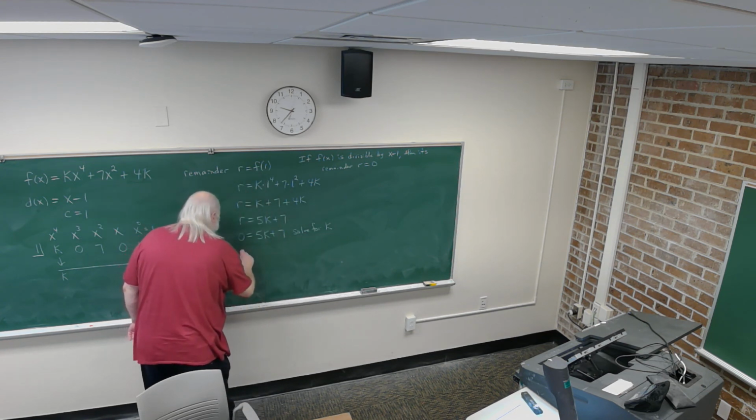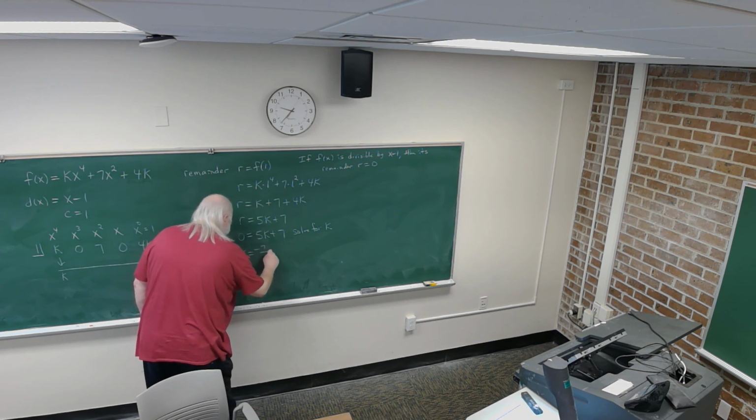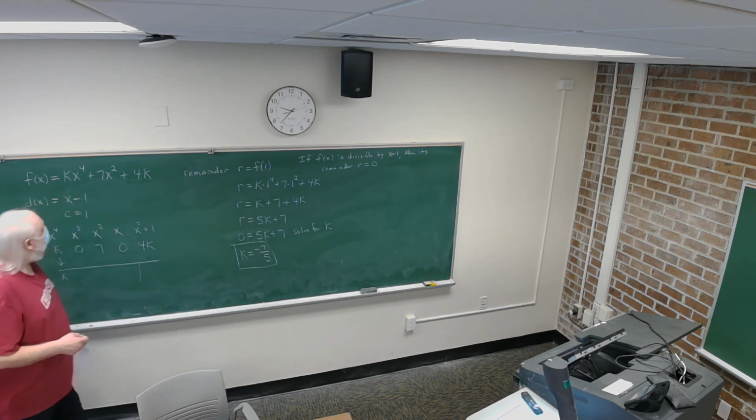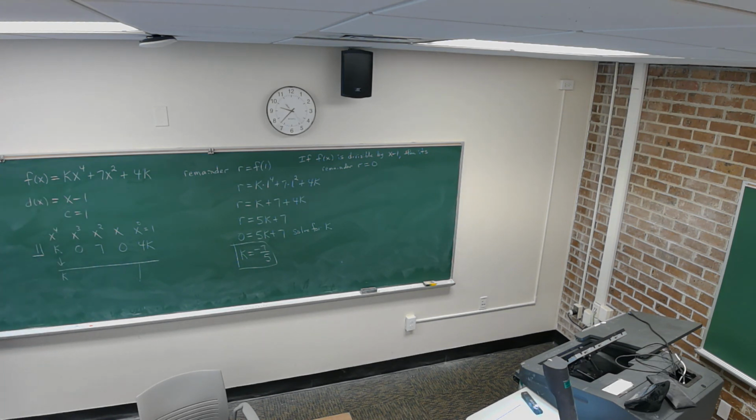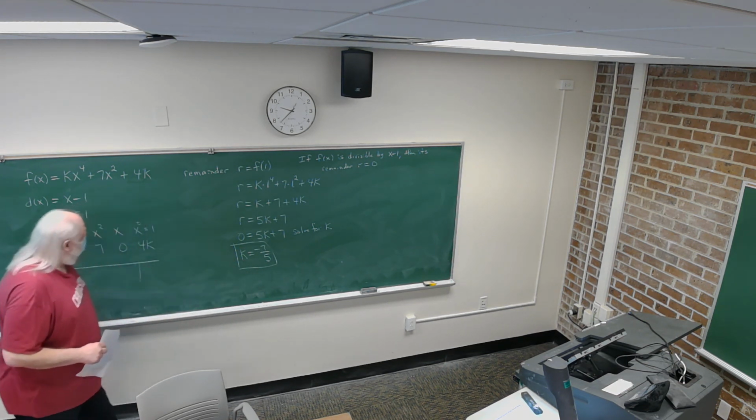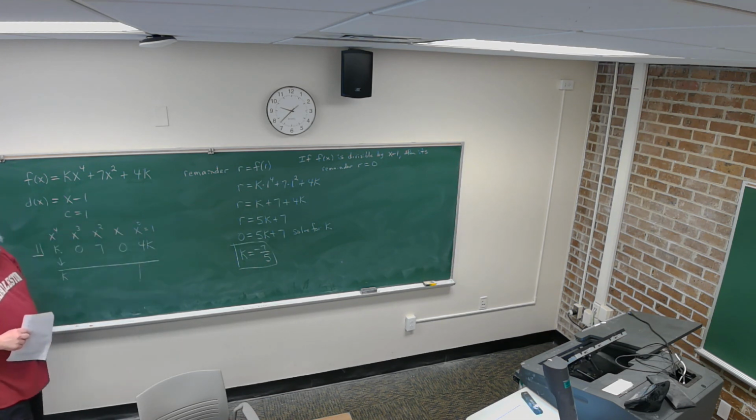And when you solve for k, you get k is equal to minus 7/5. So if k is equal to minus 7/5 in this 4th degree polynomial, this polynomial will be divisible by x minus 1. And you get the same value for k, whether you find it using synthetic division or using the remainder term. All right.